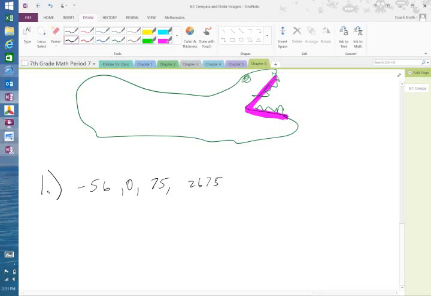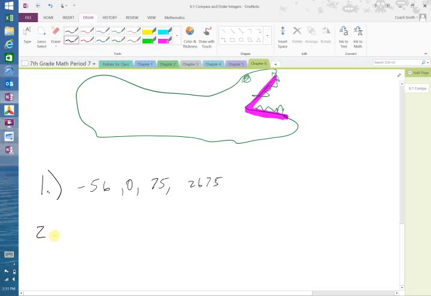3/4 is not an integer because it's a fraction. It's not a whole number or a counting number, okay? 0.65 is not an integer because it's a decimal number. Now, you can have a decimal number that's negative or positive, but right now we're not talking about those. We'll talk about those in section, I think it's 6.6 if I remember right. Okay? So, those are that.